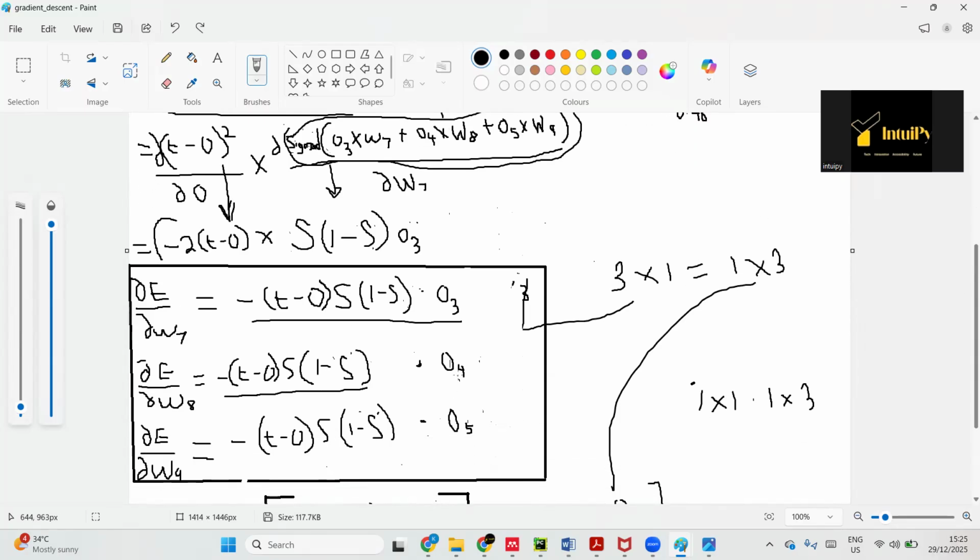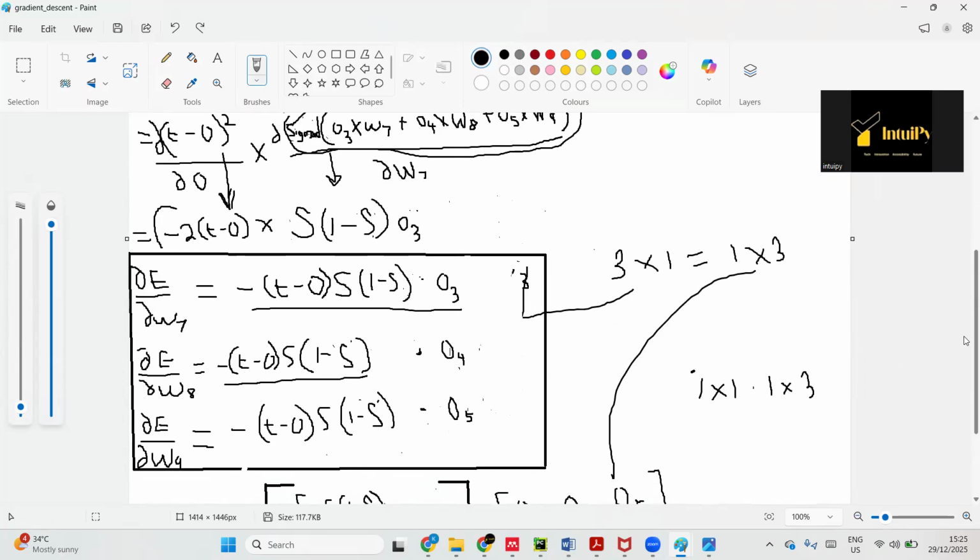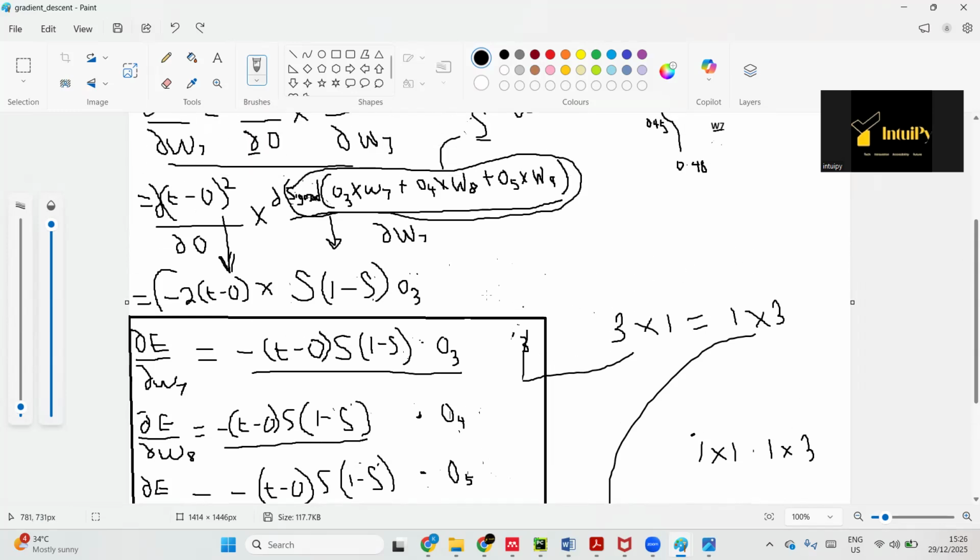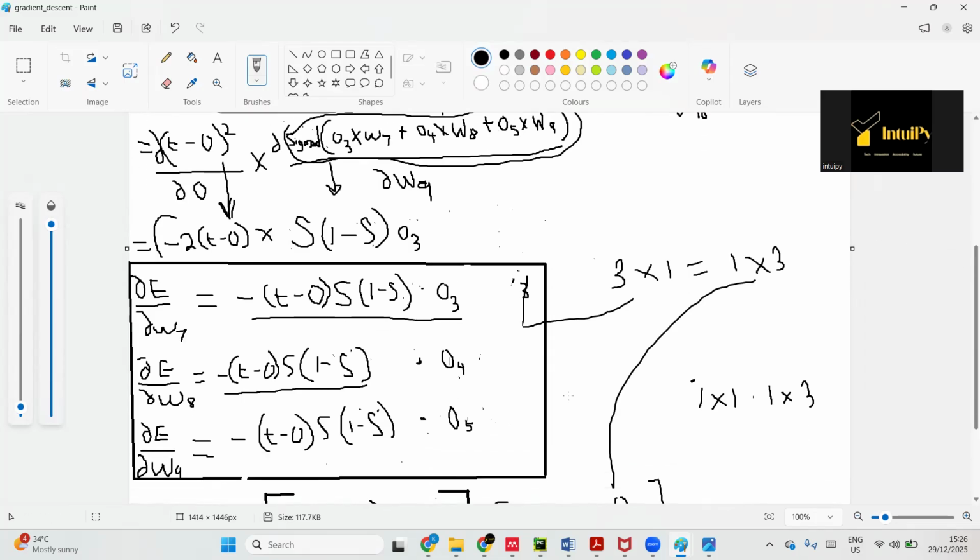And then we're also doing this with respect to W9, and so imagine we have, instead of 7, W9 here. If you differentiate whatever you have inside, you are left with O5. Then that's what you have here now.